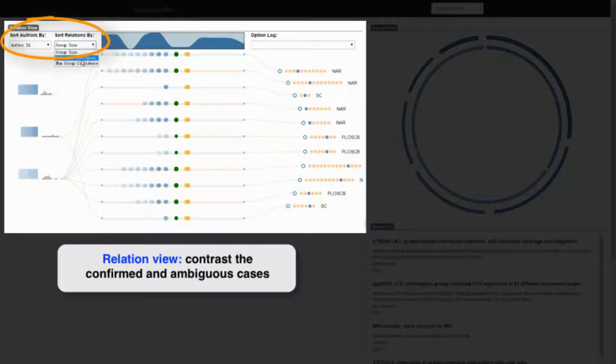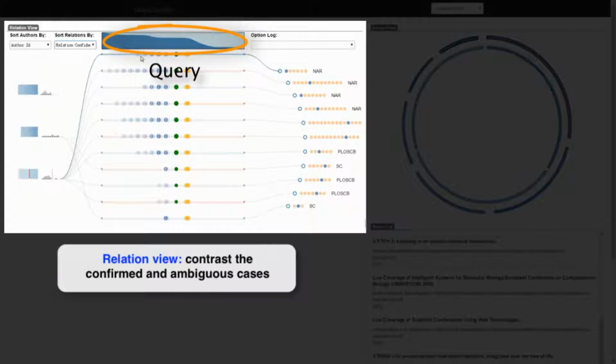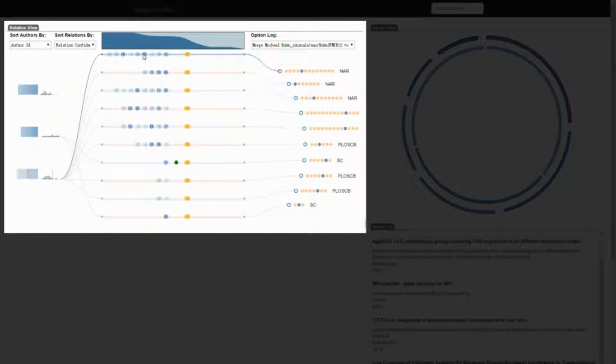Both the confirmed author and the comparison link columns are orderable. Users can also query only some comparison links when there are too many of them, and they can allocate an ambiguous paper to a confirmed one with a single click.